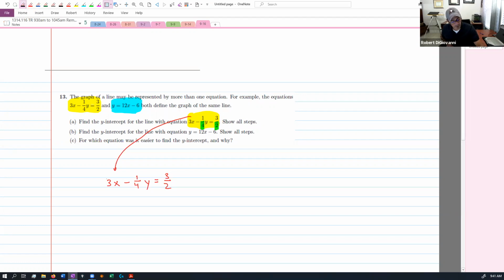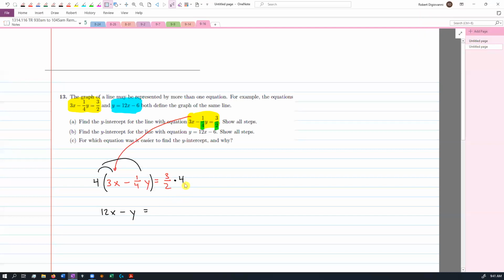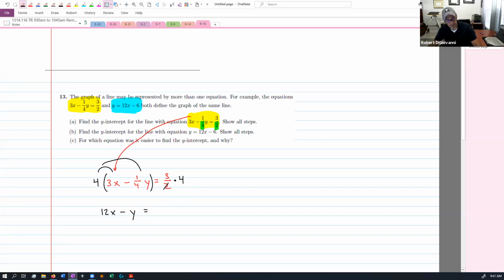Good. So we'll multiply both sides by 4. Multiply 4 here, and on this side, I'll put the 4 next to it like that and distribute. So when I do that, I get 12x. When I do the 4 times negative 1/4, the 4's cancel, so all I'm left with is negative y. And then on the right side, 2 goes into 4 twice, so the right side should just be 6.